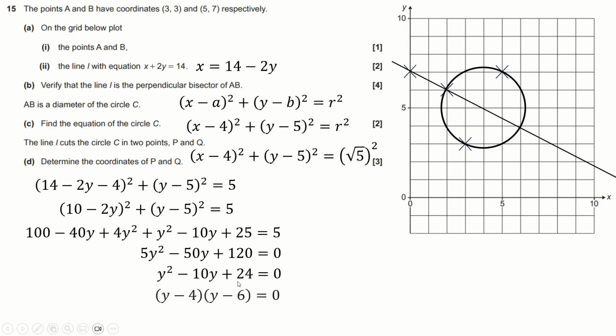This is another one that factorizes easily. Roots at y is 4 and y is 6. Shove these back into here to get x is 6 and 2, I think, which I can see my drawing is correct, which is good. The coordinates are 6, 4, and 2, 6.